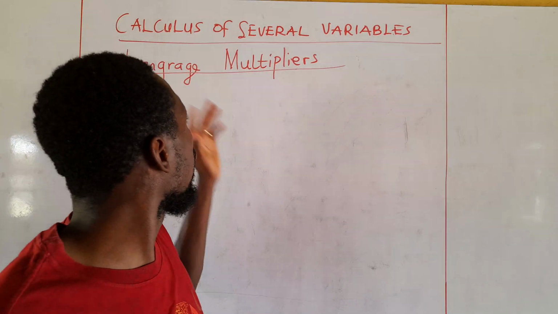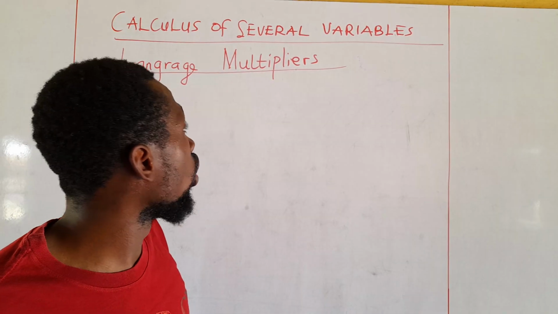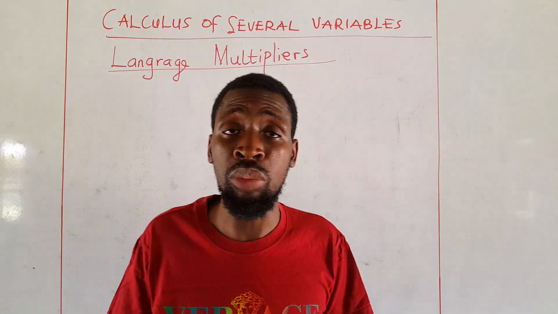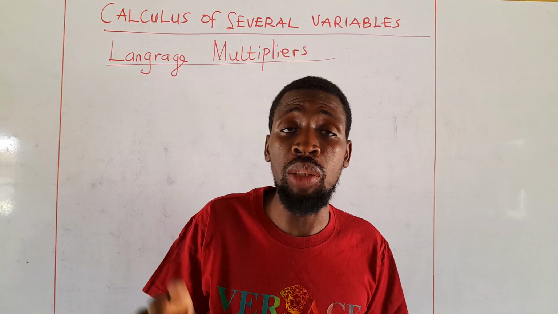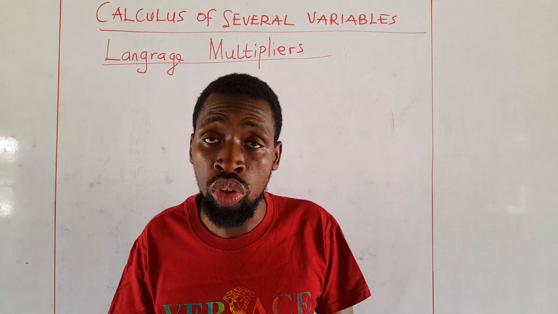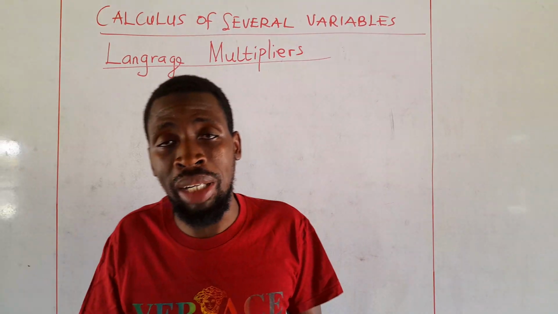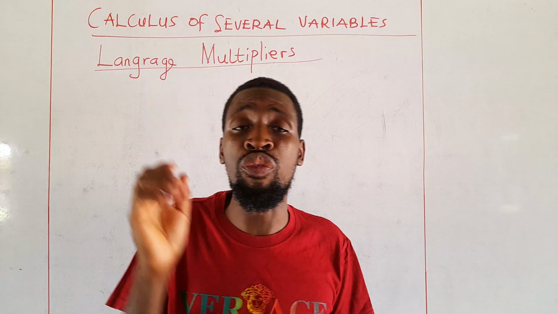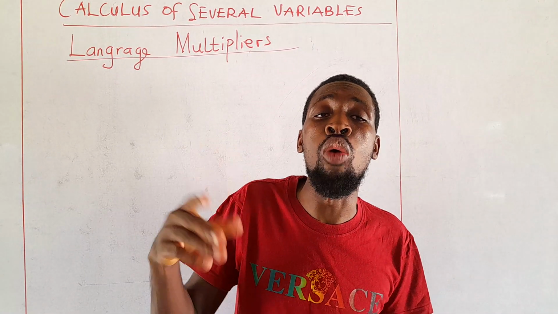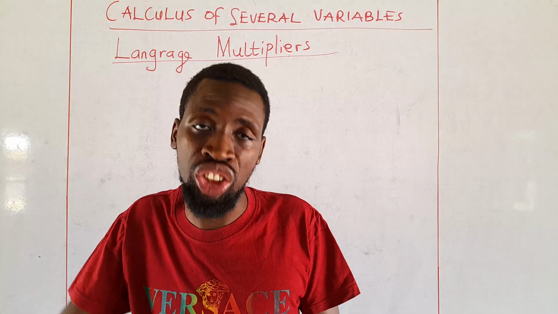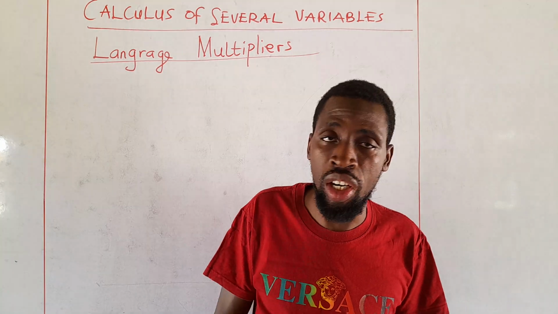Today, our discussion on calculus of several variables will be on Lagrange multipliers. Have you ever thought of how to find the maximum and the minimum of a function depending on two or more variables? Lagrange multiplier is a theorem that helps us to find the maximum and the minimum of a function depending on two or more variables subjected to another function or functions depending on two or more variables.